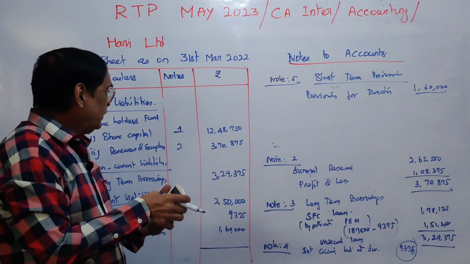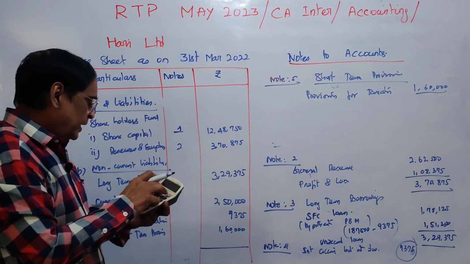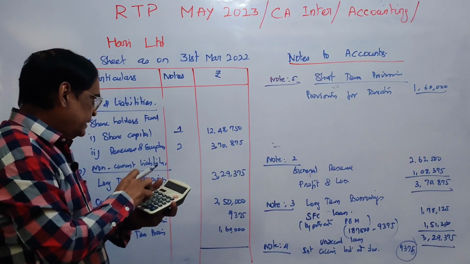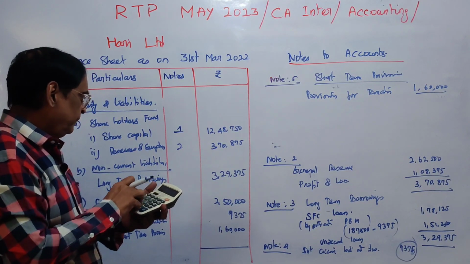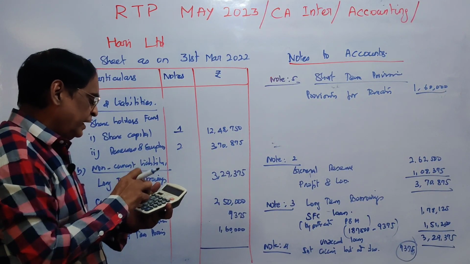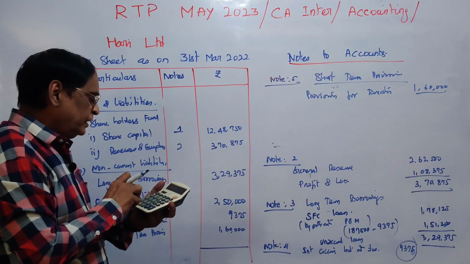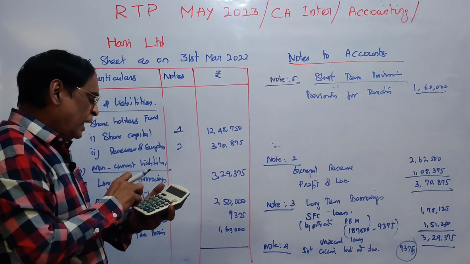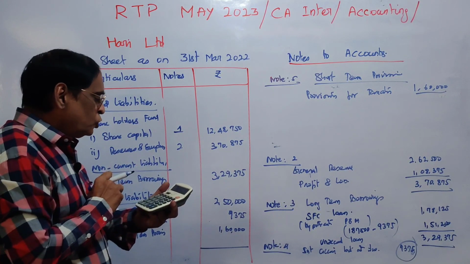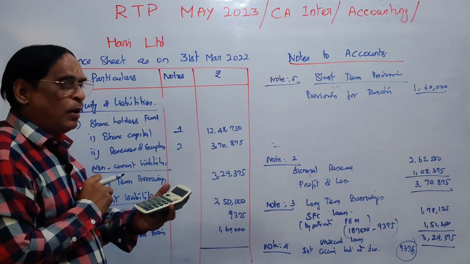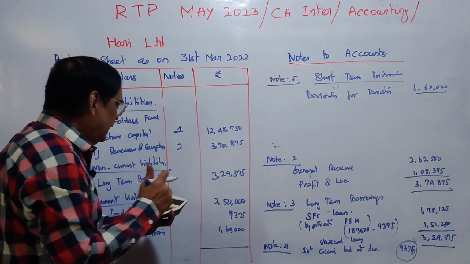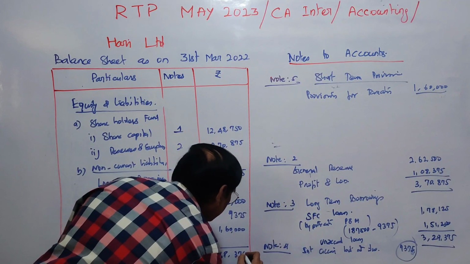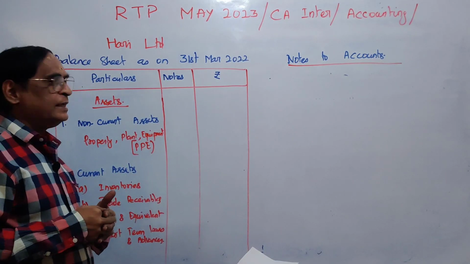If we add, the total liabilities: 12,48,750 plus 3,70,875, 3,29,375, 2,50,000, 9,375, 1,60,000. So the total aggregate amount, total liabilities, is 23,68,375.